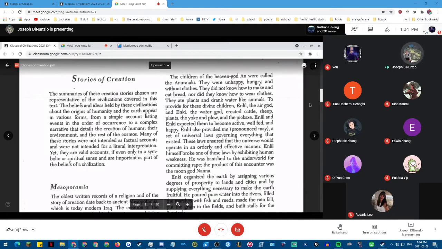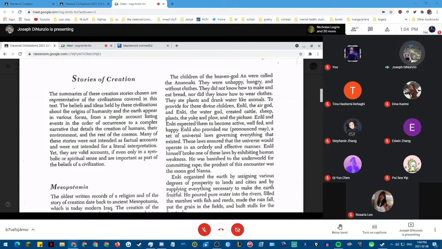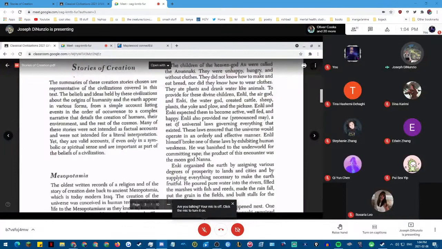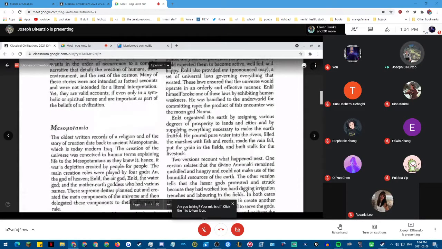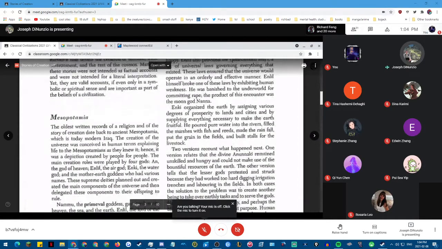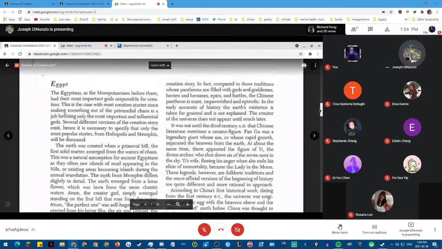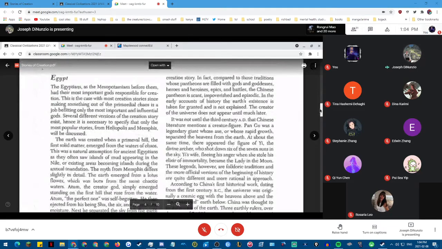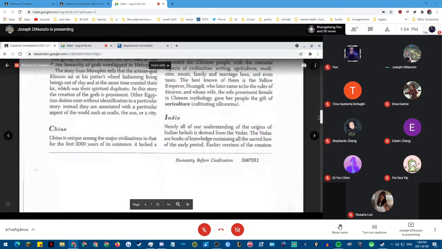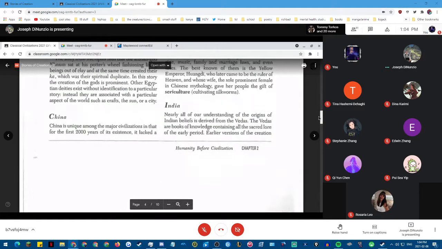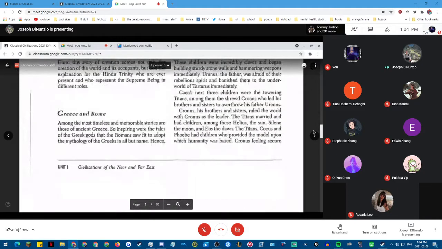Now let's go through the different civilizations you're going to learn about, specifically their creation stories. Our first civilization is Mesopotamia, this one here, and that's where it starts. So you have Mesopotamian civilization. You're going to learn about the beginning of Egypt and its civilization and creation story. China and India's creation stories. Greece and Rome.